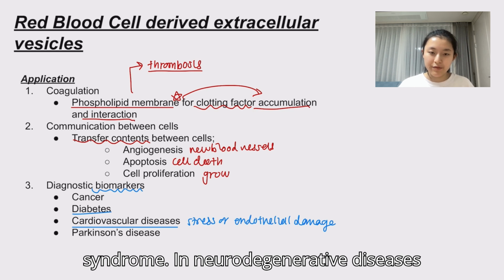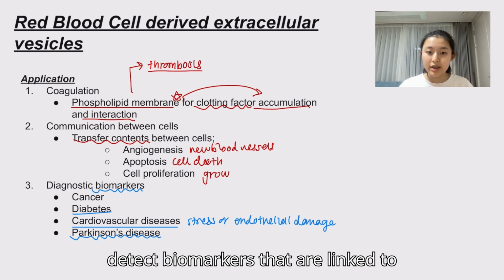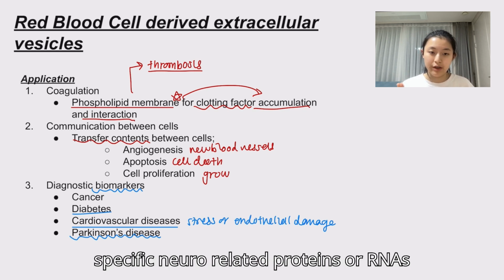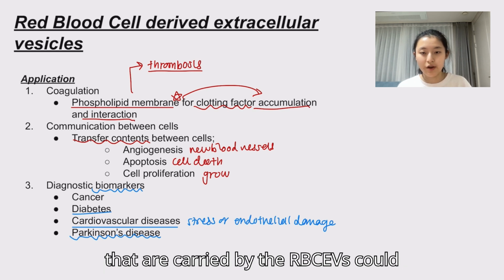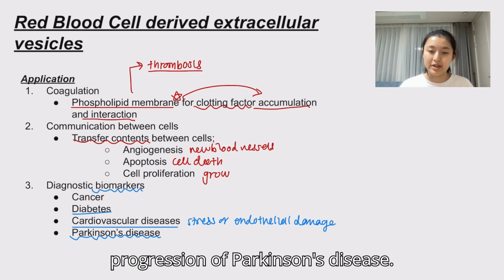In neurodegenerative diseases like Parkinson's, RBC EVs may be used to detect biomarkers that are linked to neural degeneration. Changes in levels of specific neural-related proteins or RNAs that are carried by the RBC EVs could potentially indicate the onset or the progression of Parkinson's disease.